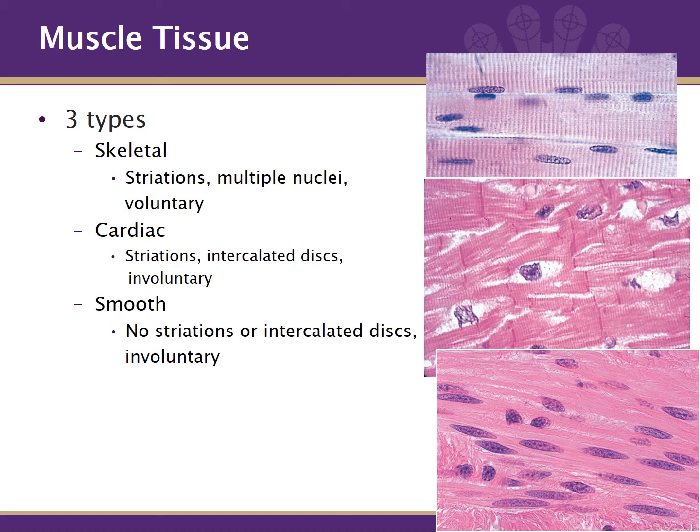Smooth muscles are longer, tapered cells that are also involuntary. There are no striations or intercalated discs. You will find smooth muscle in systems such as the digestive and respiratory tract.